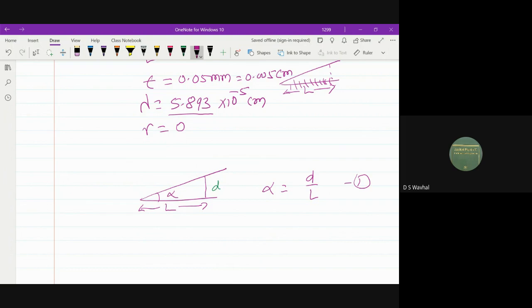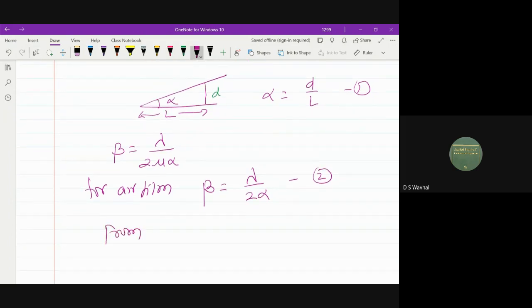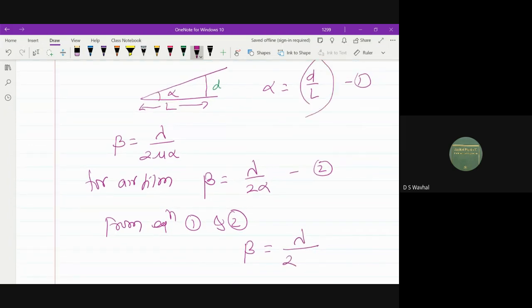We also know the equation for the fringe width. Beta is equal to lambda upon 2 mu alpha. But there is an air film, so for air film, this beta is equal to lambda upon 2 alpha. Let us say this is equation 2. Then from equations 1 and 2, we get beta is equal to lambda upon 2, alpha is d by L. So d by L means L will go up. So beta is equal to lambda L upon 2d, which is the fringe width.